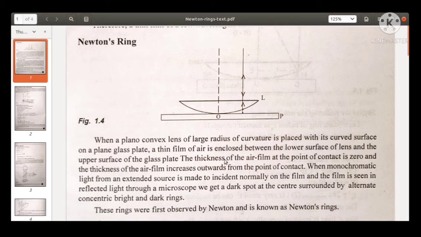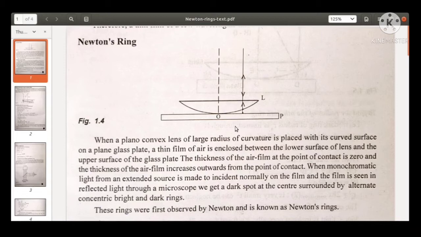Okay. The thickness of the air film at the point of contact is 0, and the thickness of the air film increases away from the point of contact. So here the thickness of the air film is 0, and it is going to increase from this point to this. That is, the thickness is increasing as we go from this point to this point. Okay.